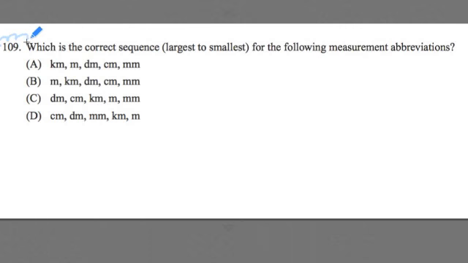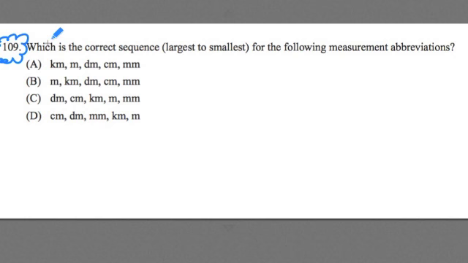Today we're going to do number 109 on the FTCE General Knowledge Practice Test. Now this is a problem based on measurements and unit conversion. It's a basic problem, but I think it opens up the conversation of doing unit conversions on your exam, so I'd like to do it with you.